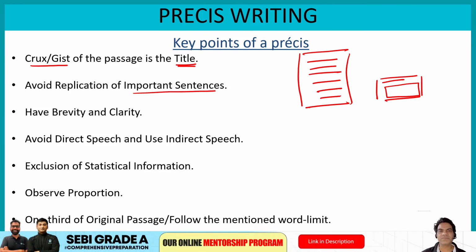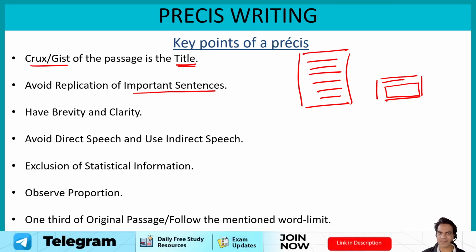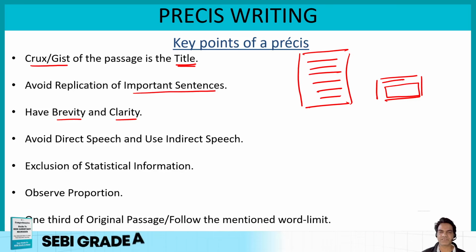You're not changing the meaning, you're using the keywords, but you're not copying and pasting sentences as they are, right? So avoid replication of important sentences. Have brevity and clarity in your précis. It should be clear. It should be like a small miniature replica of the original passage, but it has to be in original words.